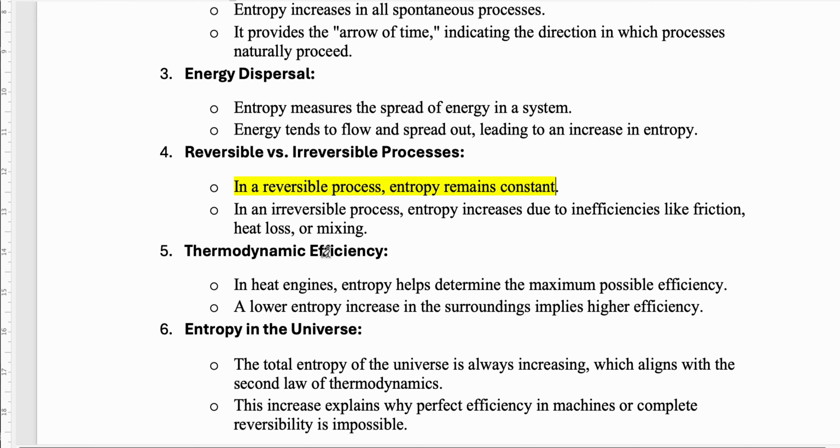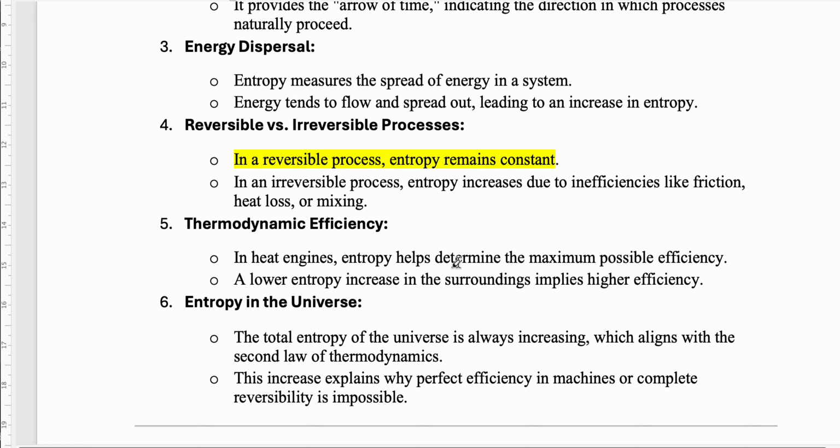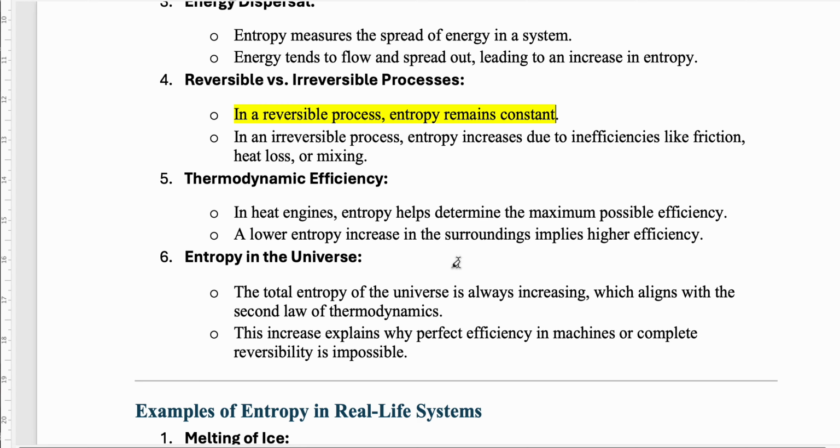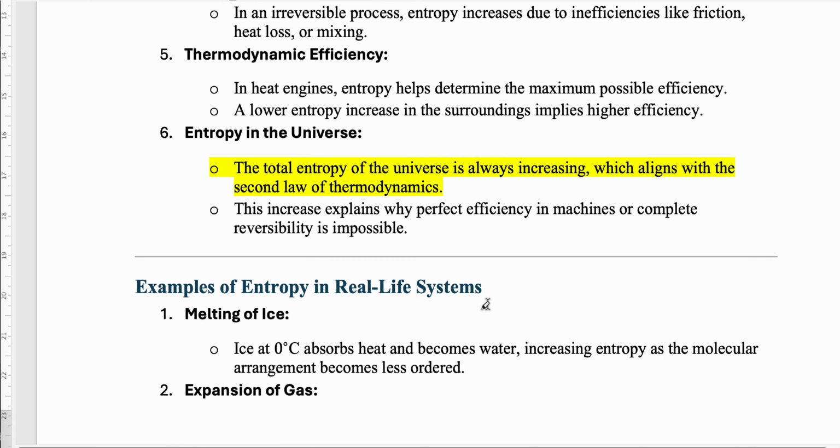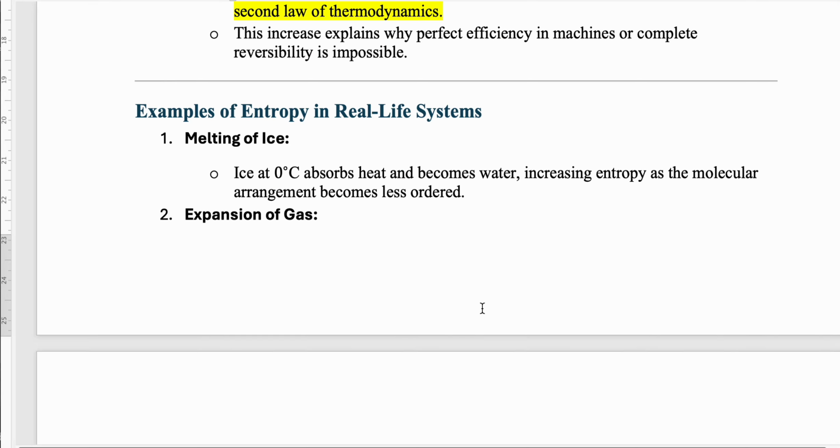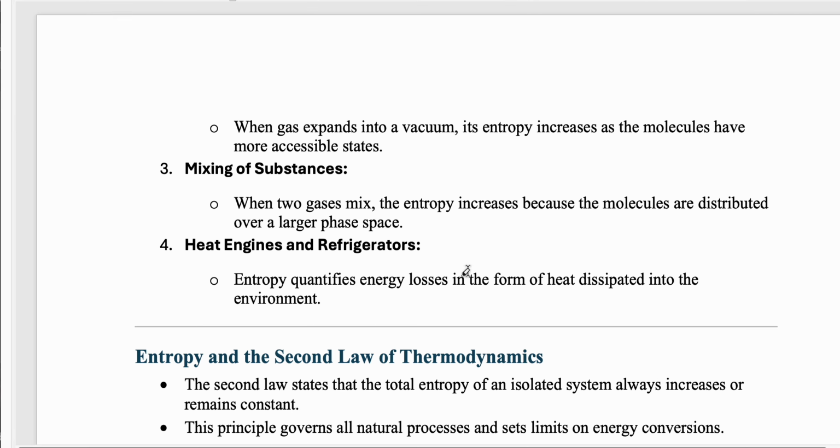So these are some normal things that happen. Something which is related with the universe as well: the total entropy of the universe is always increasing, which aligns with the second law of thermodynamics. It's never going to decrease, it will keep on increasing. That means the randomness that is there is going to keep on increasing. So these are some examples. I'll share the PDF, you can go through it.